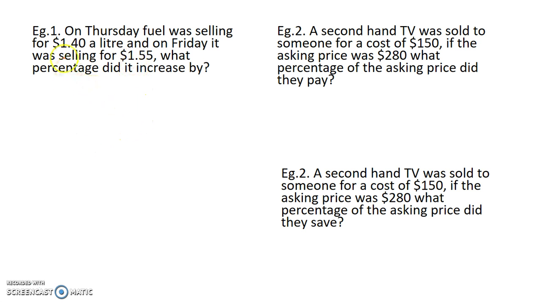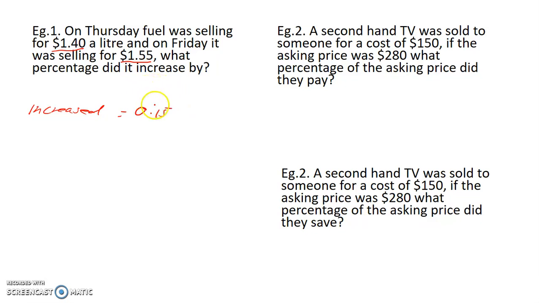So on Thursday, fuel was selling for $1.40 a litre, and on Friday it was selling for $1.55. By what percentage did it increase? Or what percentage did it increase by? So to find this out, we need to know how much it increased by to start with. So if it increased from $1.40 to $1.55, I could do 1.55 take away 1.40, and I end up with the answer 0.15. So it has gone up by 15 cents or $0.15.